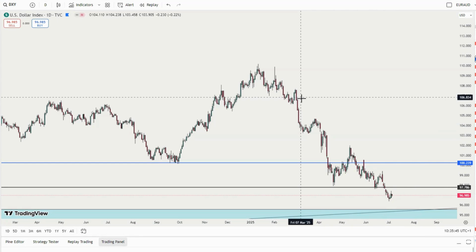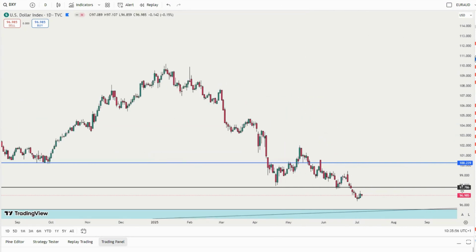As you can see, the dollar is still in a downtrend, and if you check the DXY, we are on a daily time frame. So let's zoom in further to see what is going on.